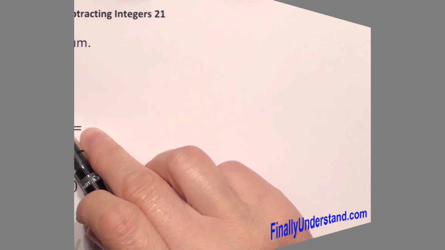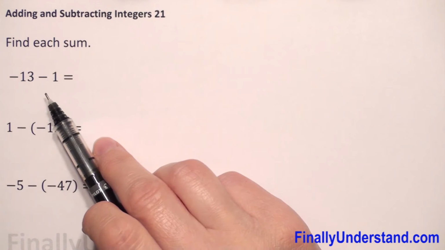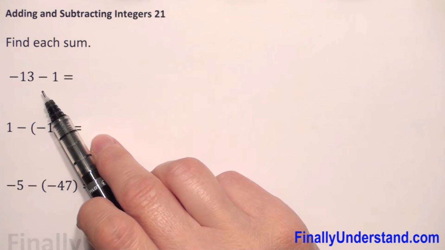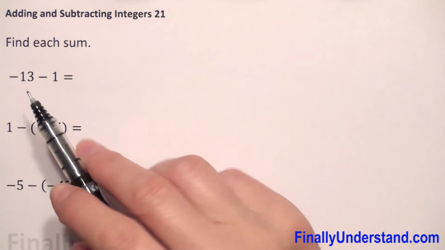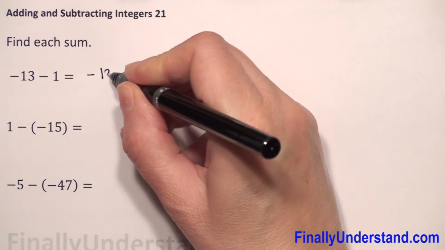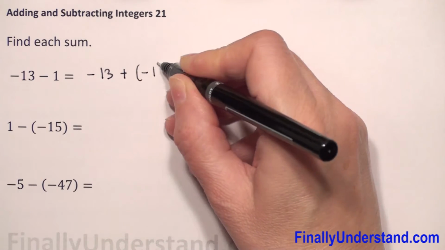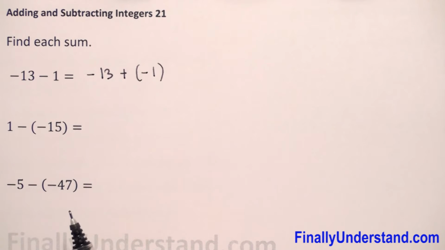We have subtracting of integers. We have negative 13 minus 1. Again, when we have subtracting of integers, we can always rewrite this as adding its opposite. First, we copy negative 13 and we have plus negative 1. Positive and negative give me negative, so I didn't change anything.